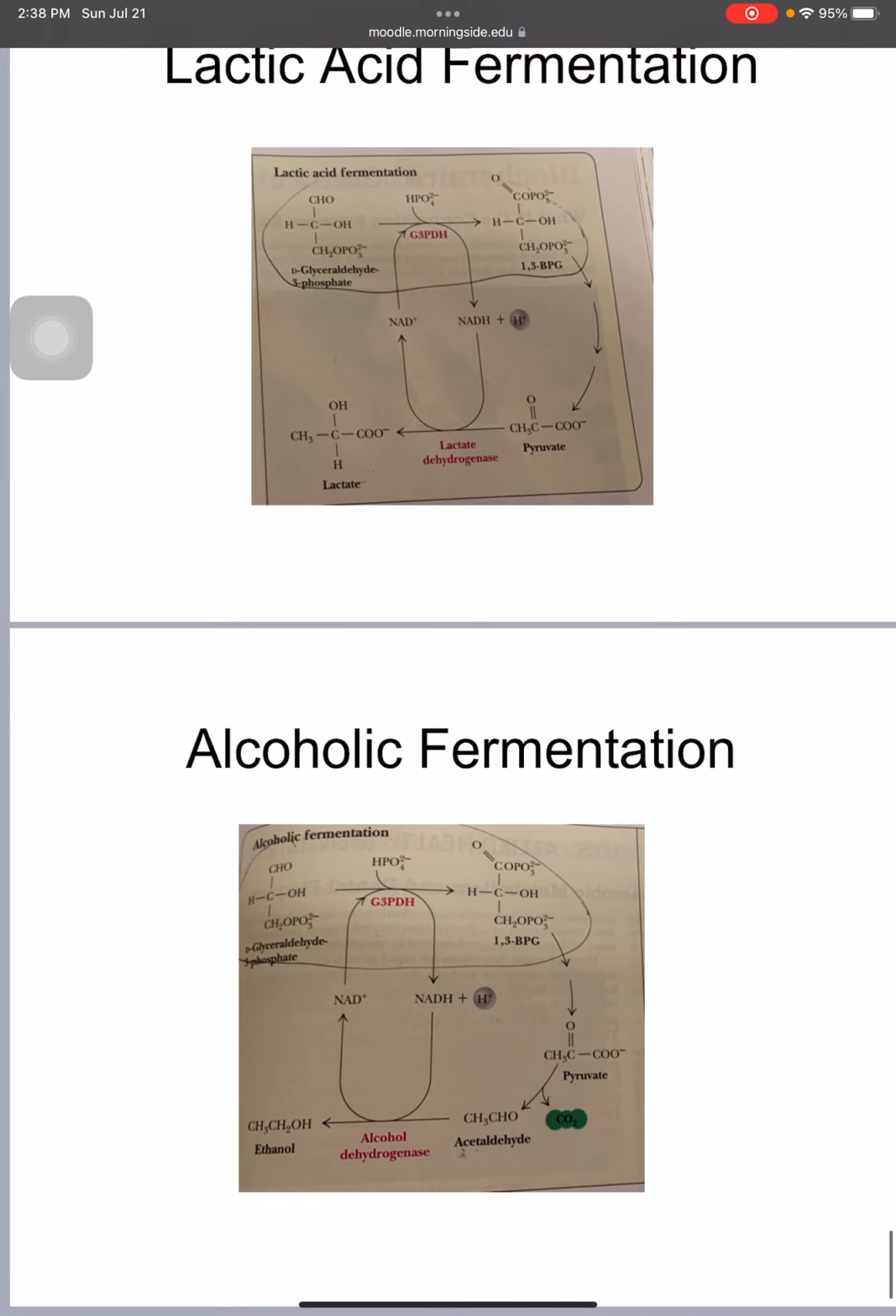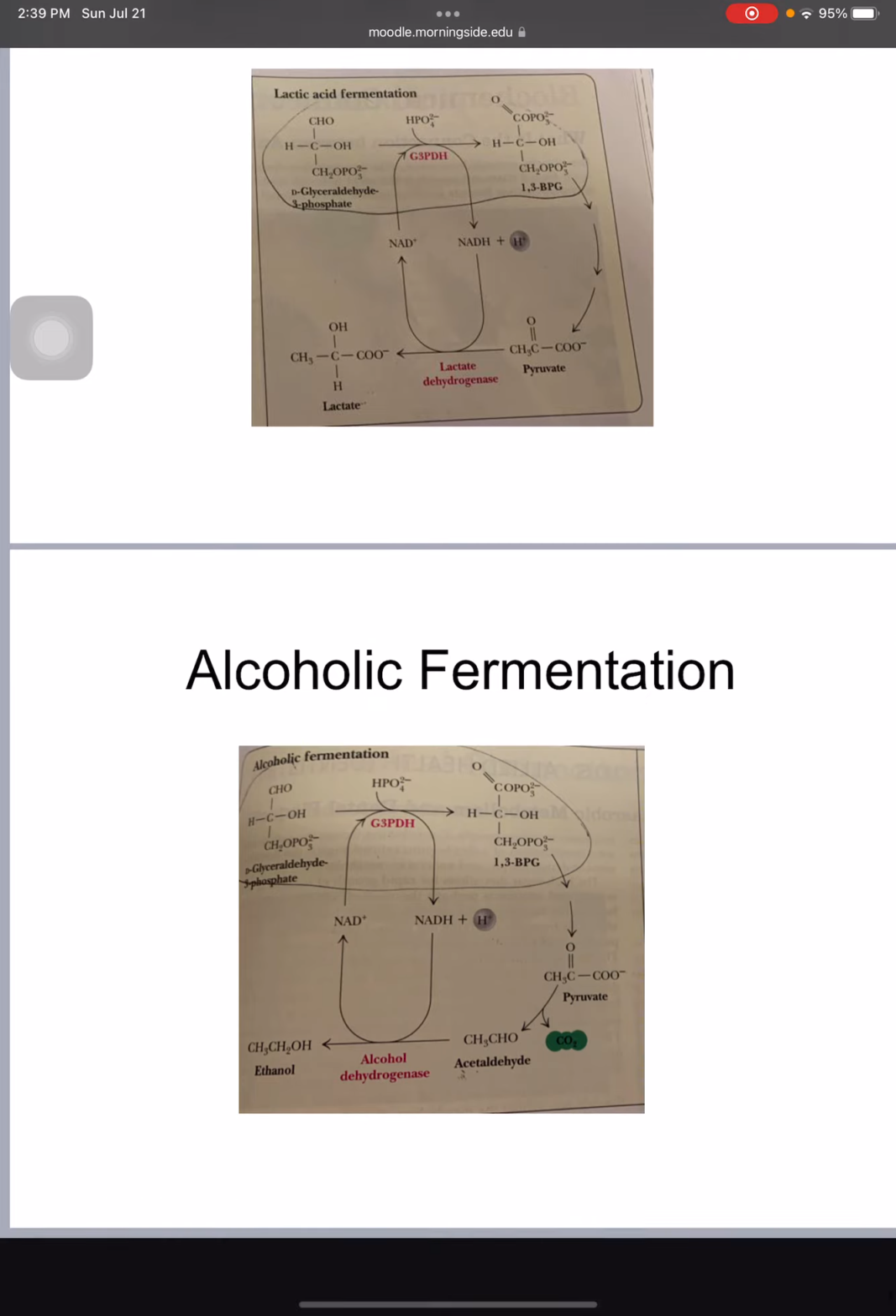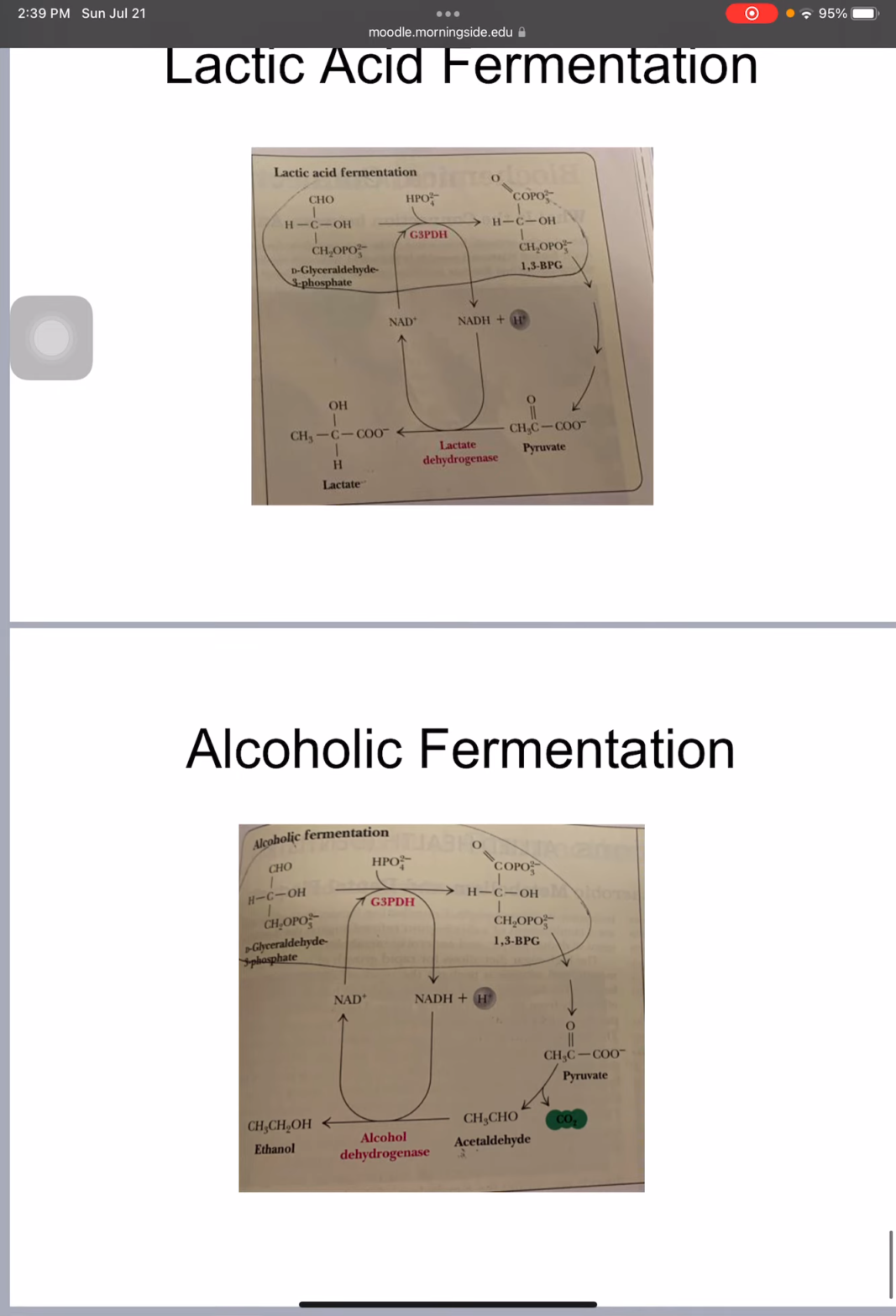But it's not the process that happens in every other organism. A good example of this is what happens in yeasts, right? Yeasts can also have the need to recycle NAD+, and you can see that here. They use up NAD+ the same way that we would in animals, by converting glyceraldehyde 3-phosphate into 1,3-bisphosphoglycerate. However, in this case, you don't go through a process that makes lactic acid. You go through a process that ends up making ethanol. And this is where we get alcoholic fermentation.